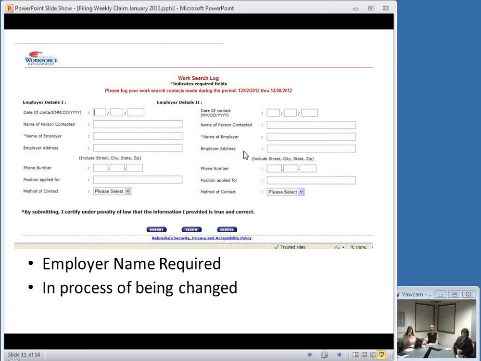There's quite a lot of information they can enter: when they contacted, the name of the person they contacted, the employer's name and address, a phone number, what position they applied for, and how they made that contact. At this point, the employer name is the only required field, but going forward this is going to be expanded. What claimants need to keep in mind is that this does go through an audit process, and if their job contacts are selected to be audited, we have to have some way to verify that they've made the contacts they say they did, or they may be disqualified for benefits for that week.